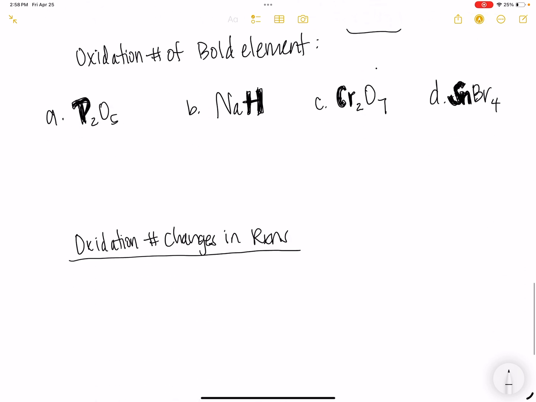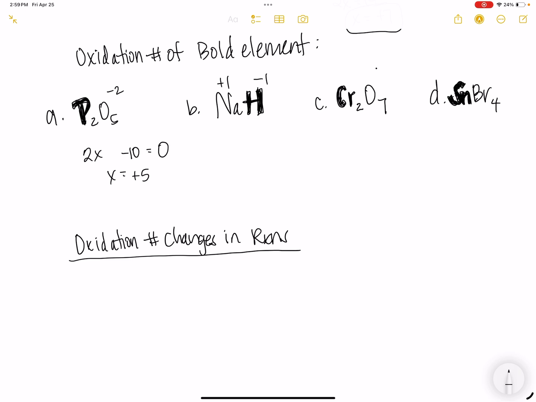Another practice, calculating the oxidation number of the bolded element. All these compounds are neutral. Oxidation numbers will all add to 0. In P2O5, O is your most electronegative. O has an oxidation number of -2. That gives me 5 O's with a -2. That's a -10. And I know it's going to have to add to 0. And I have 2 phosphoruses. So no matter how you think about that, in this case, X is going to be equal to positive 5. P in this case has an oxidation number of positive 5. NaH, we just saw a minute ago. Na is a group 1, has a +1, has to be a neutral compound. In this situation, hydrogen has an oxidation number of -1.